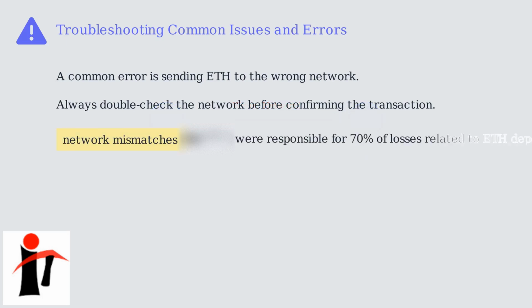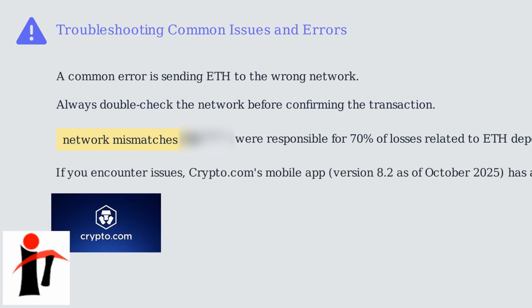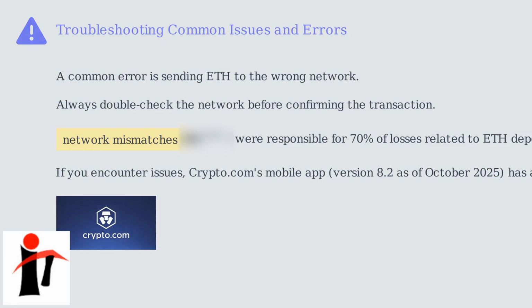In 2025, network mismatches were responsible for 70% of losses related to ETH deposits on centralized platforms. If you encounter issues, Crypto.com's mobile app, version 8.2 as of October 2025, has an AI-powered wallet recovery tool that can help in some situations.